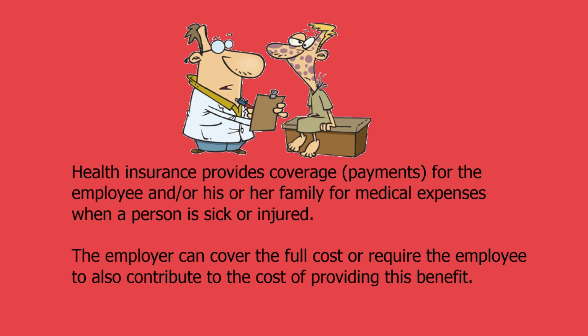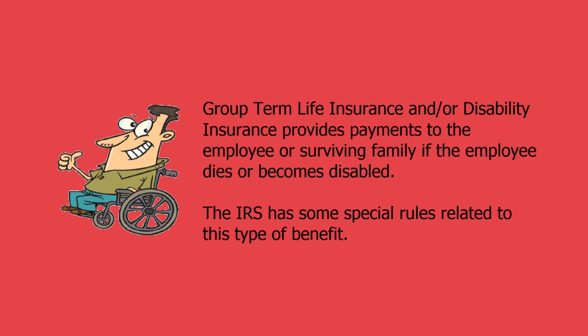Health insurance provides coverage payments for the employee and or his or her family for medical expenses when a person is sick or injured. The employer can cover the full cost or require the employee to also contribute to the cost of providing this benefit. Group term life insurance and or disability insurance provides payments to the employee or surviving family if the employee dies or becomes disabled. The IRS has some special rules related to this type of benefit.